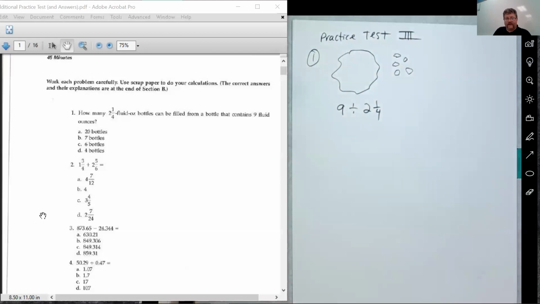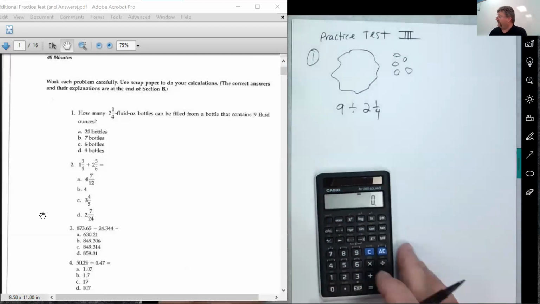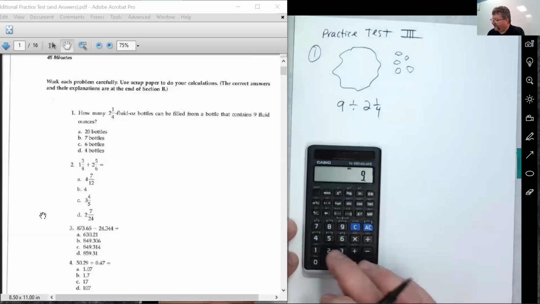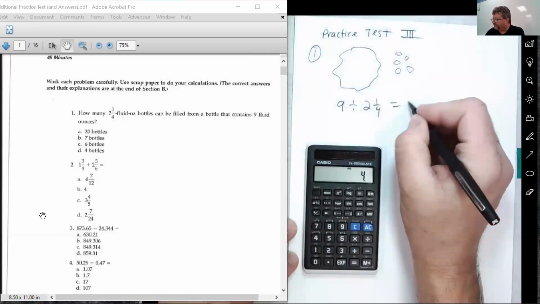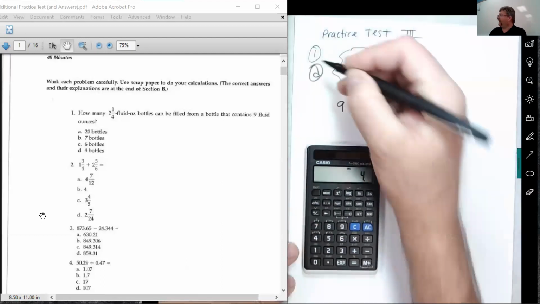In the videos we talked about how to do that without a calculator, more methodically, but time is of the essence on these exams. So I'm going to punch this one into the calculator, real simple. 9 divided by 2 fraction button 1 fraction button quarter equals 4. If we check out our choices, choice D gives me 4 bottles.